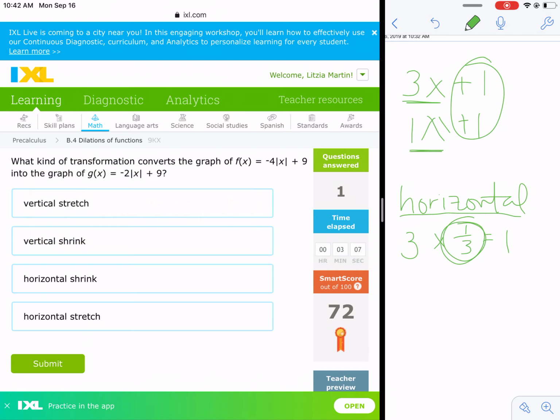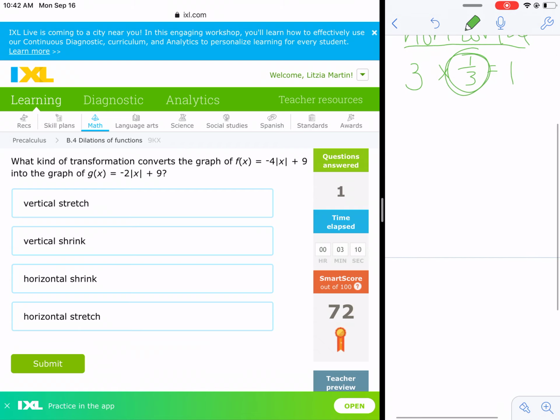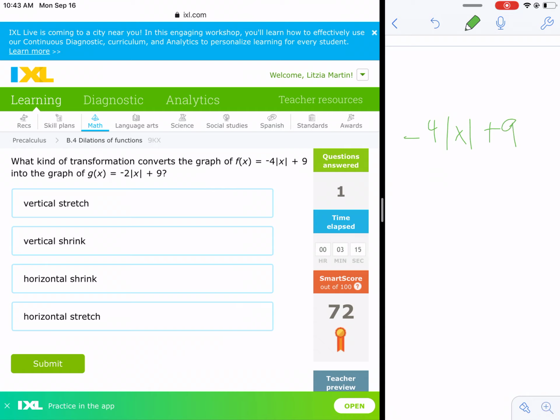Here is our next problem, -4 absolute value of x plus 9, and that becomes -2 absolute value of x plus 9. So again, that number at the end didn't change, so this makes this some kind of a horizontal dilation because it only affected the x. And now we're going from 4 to 2. How do we get there? You take 4, you multiply it by a half.